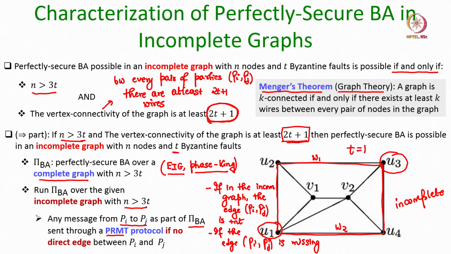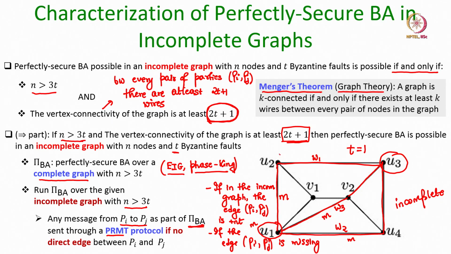And I have another wire between U1 and U3 going through the intermediate node V2, let me call it W3. There are 3 wires. Now, what U1 can do is, it is supposed to send the message M in the protocol pi BA. What it can do is, it can trigger the previous PRMT protocol. So, it will send the message M along this wire and this wire.